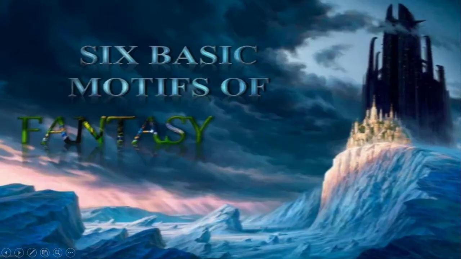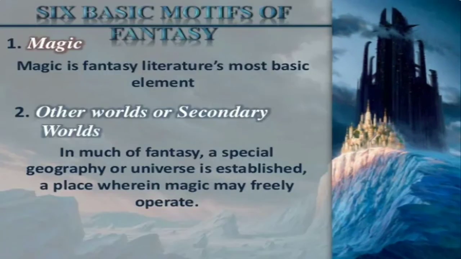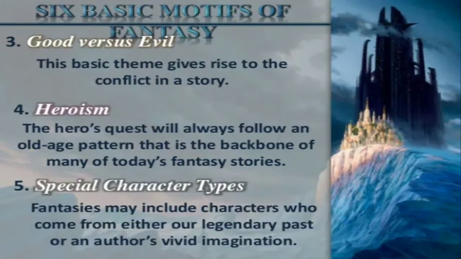So let's move on to the six basic motifs of fantasy. The first basic motif of fantasy is magic. Magic is fantasy literature's most basic element. Second is other worlds or secondary worlds. In much of fantasy, a special geography or universe is established, a place wherein magic may freely operate. The third basic motif of fantasy is good versus evil. This basic theme gives rise to the conflict in a story.